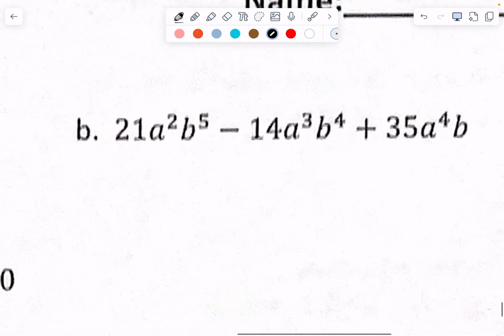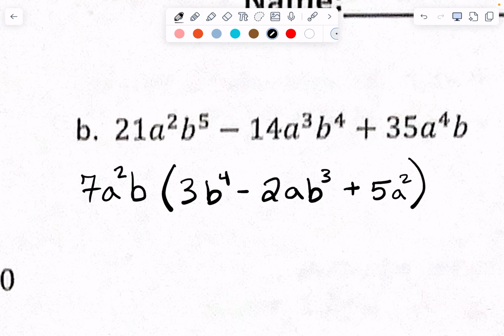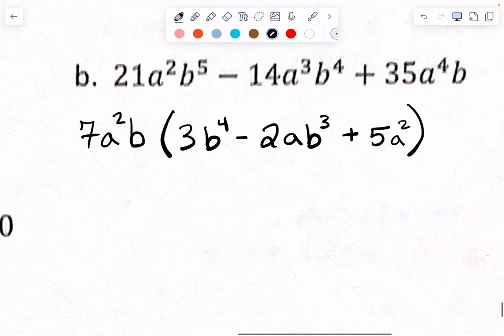Okay, B, what are you pulling out? 7. A, 2. Yep, I can only pull 2 A's out. How many B's? 1. 1 B. Okay, left is 3B4 minus 2AB3 plus 5A2. Happy with that? Can we do those? Good, good? Okay. Yep, all right, give us a bunch of those.